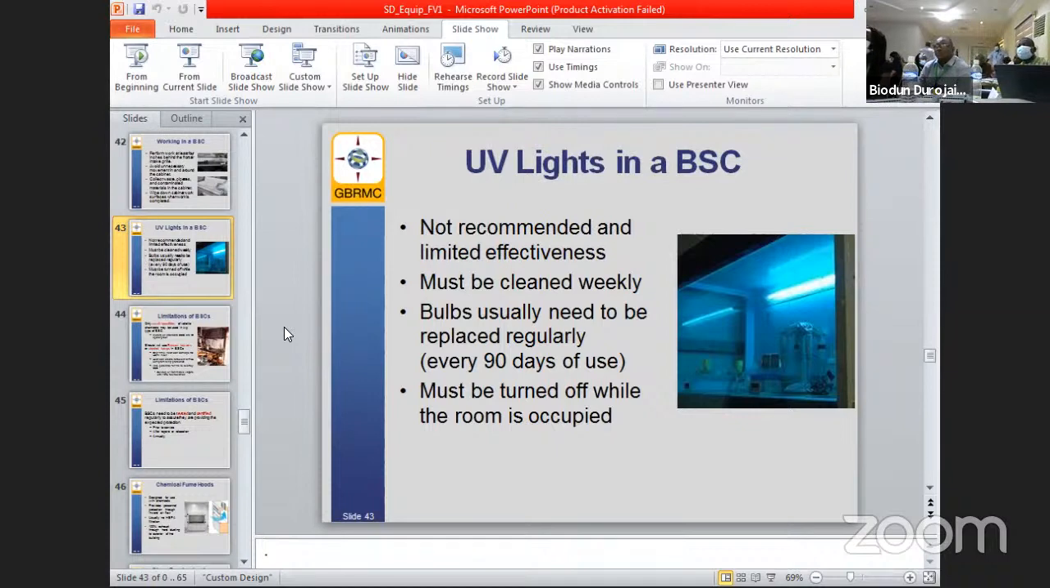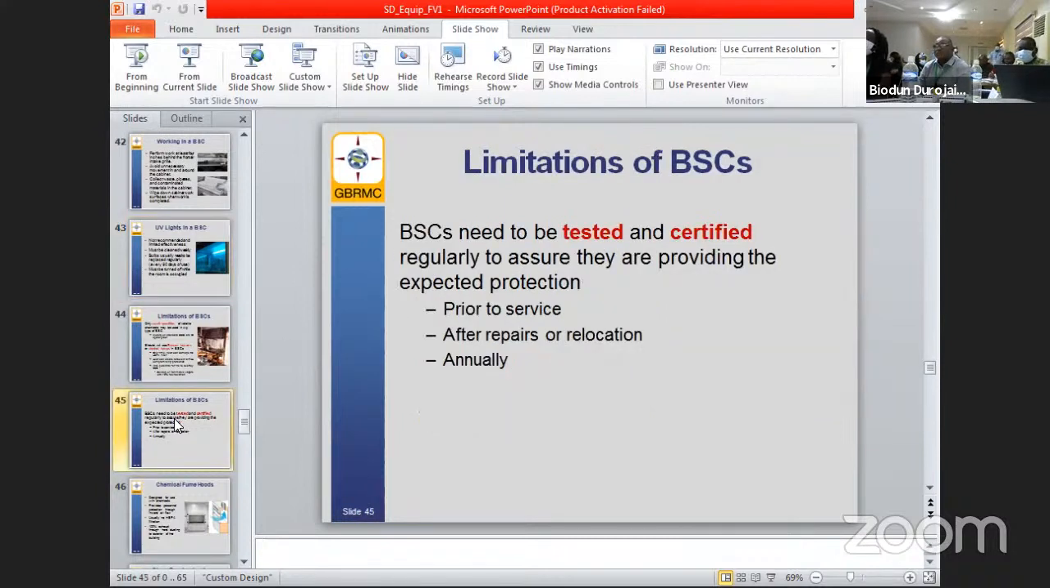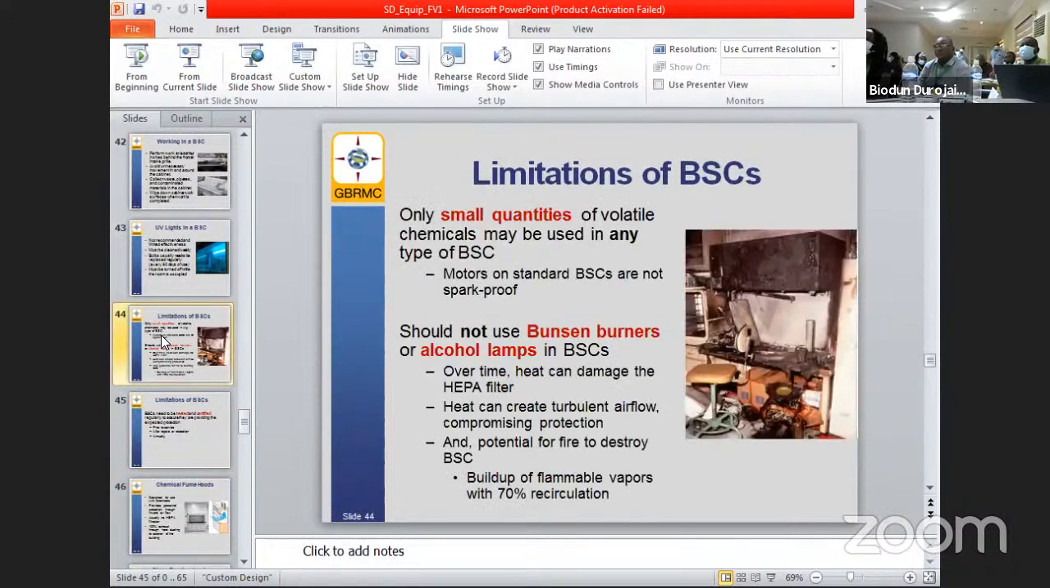Limitations of BSC. Only small quantities of volatile chemicals may be used in any type of BSC. Motors on standard BSCs are not spark proof, so they can cause fires. And look at the picture we're looking at. That is a BSC that has caught fire, and we don't know what caused it.